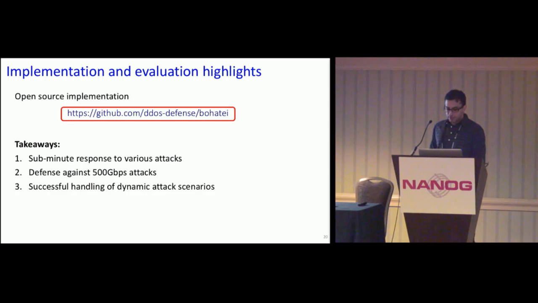The first lesson was the system actually works, and it works fast. The response time is basically sub-minute up to 1 minute. The second thing we learned is that the system is scalable in that it can handle attacks of up to 500 gigabits per second. And the third lesson was that it can successfully handle dynamic attackers. So remember, these are the attackers that can intelligently change the attack scenario to surprise the system. So we have an algorithm that can provably deal with these kinds of attackers.